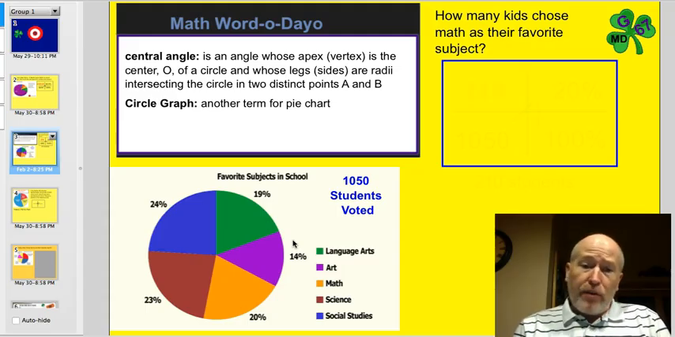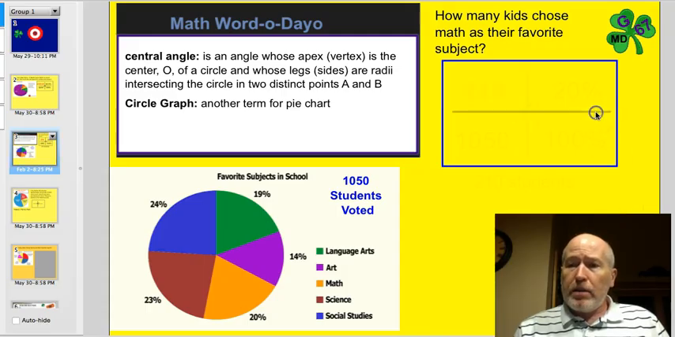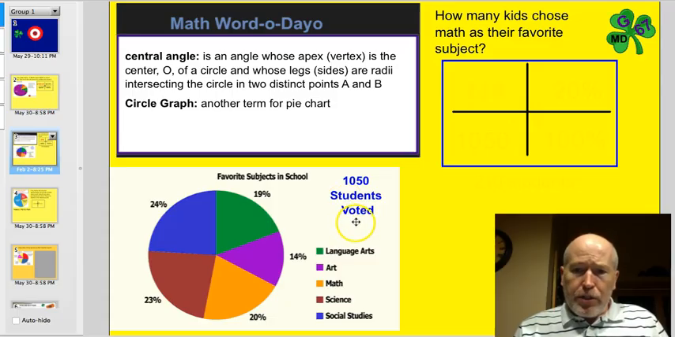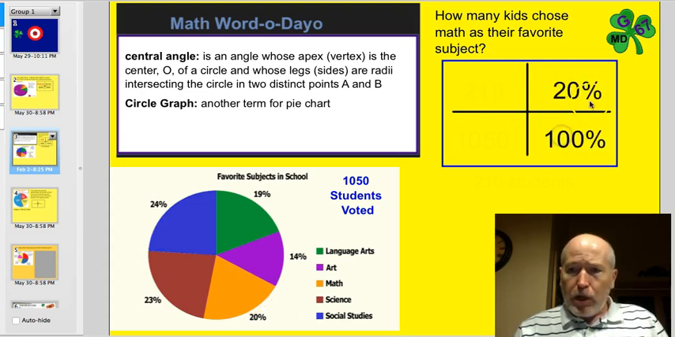So on this graph here, we want to know how many kids chose math as their favorite subject. So let me see if I can get in my lines here for the box. All right, so there's 1,050 students who voted, and 20% chose math. So right away, I'm going to put 20% over 100% because I know that 20% out of the 100% chose math. And I know that there was 1,050 kids total. So I want to know how many kids out of 1,050 are equal to 20% out of 100. So I'm going to multiply diagonally and then I'll divide down.